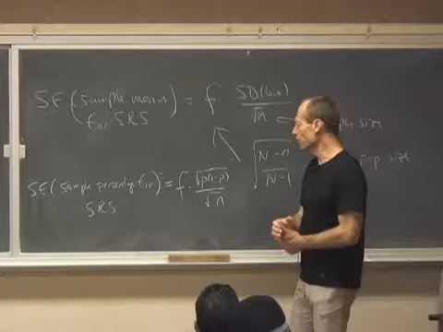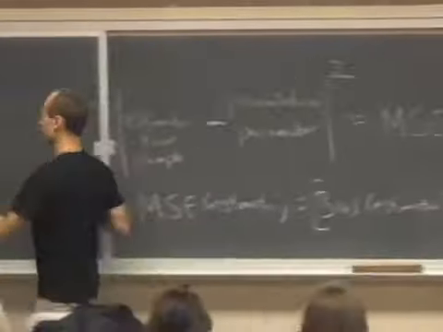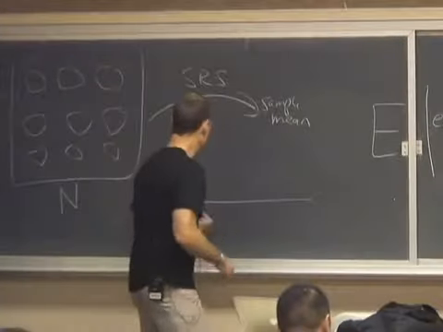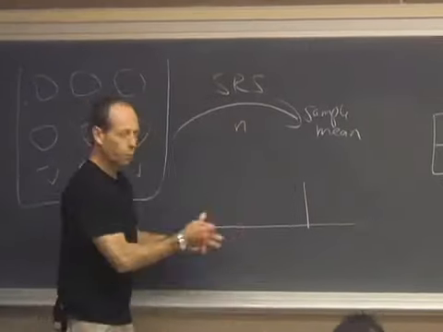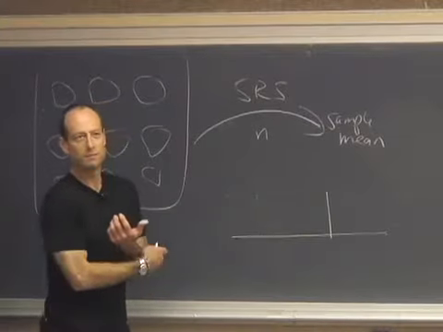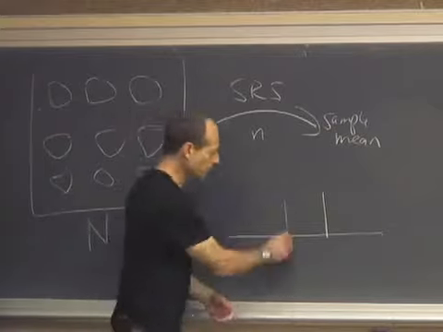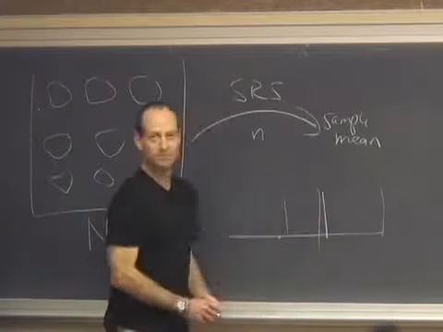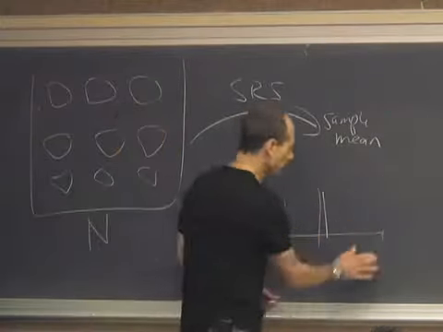Okay? So if we drew a simple random sample from a box of numbers, and we calculate the sample mean, and we get some particular value, this is the sample mean. What does that tell us about the population mean? Could the population mean be here? Could it be here? Yeah. Could it be here? Yeah. We don't know exactly what the population mean is. But what do we know?